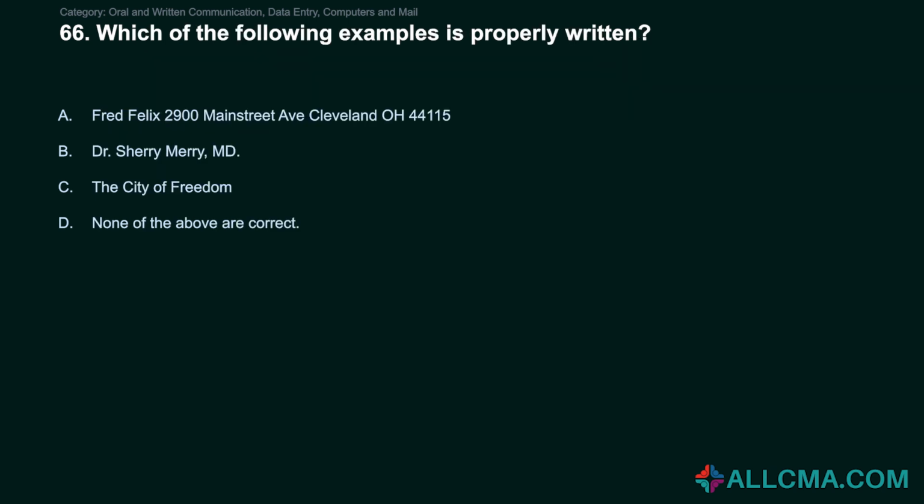66. Which of the following examples is properly written? A. Fred Felix 2900 Main Street Avenue, Cleveland, Ohio 44115. B. Dr. Sherry Mary, M.D. C. The City of Freedom. D. None of the above are correct. Correct answer, Fred Felix 2900 Main Street Avenue, Cleveland, Ohio 44115.